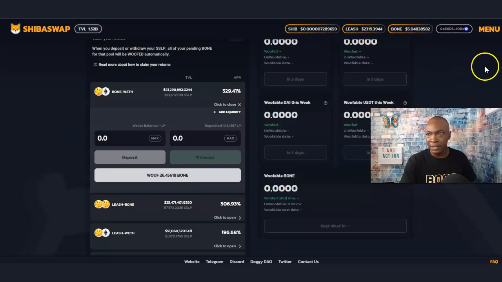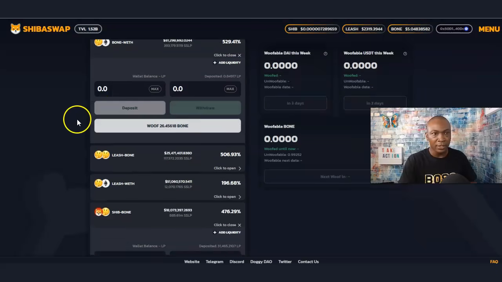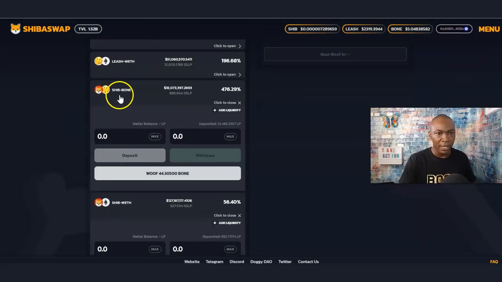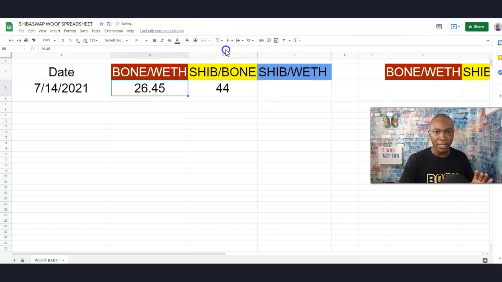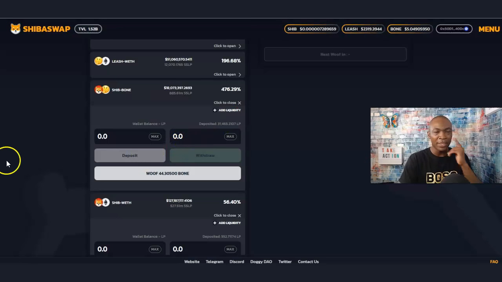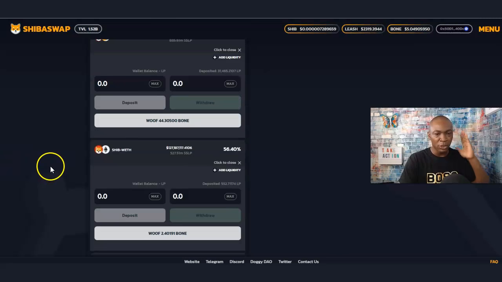My next pairing that I want to show you is the SHIB and Bone pairing, and we have 44. So SHIB and Bone pairing, 44. Let me go ahead and highlight this. It's just good to track your progress, just to see where you are. I'm just doing today's date. I just now started to really track it. I was just sitting there thinking, I think you would probably like this. Just track it and make sure you know what's going on.